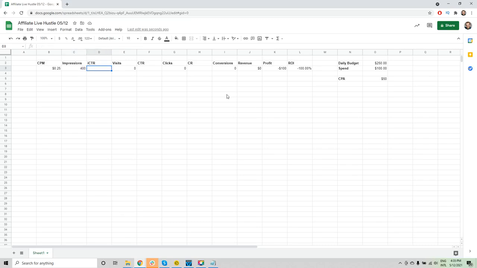The ICTR, let's give it a nice 30%. Quite high, but just for the sake of this example, we're going to set it at 30%, because it's a little bit easier to see what happens in the flow.